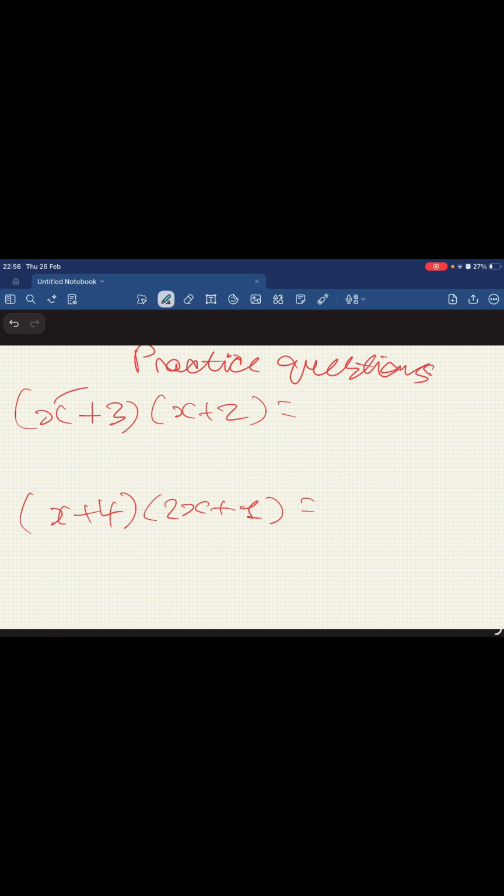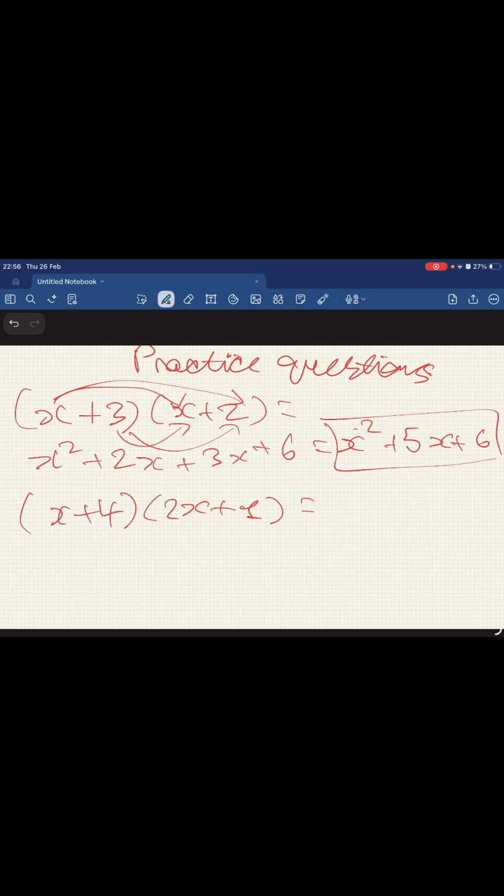So let's do this now. As I said earlier, x times x is x squared. x times 2 is 2x. 3 times x is 3x. 3 times 2 is 6. So add them all together: x squared plus 5x plus 6. There we go. Now do the same thing again.